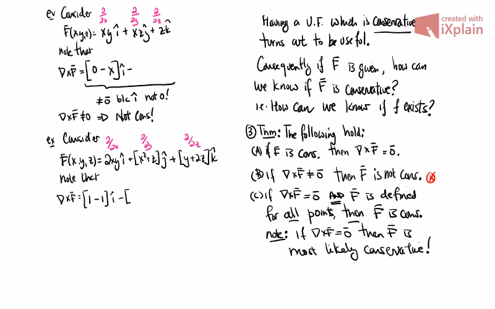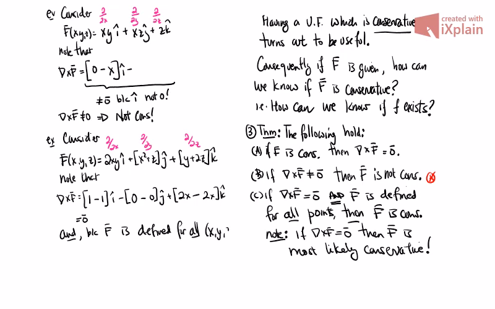Then we do partial x of y plus 2z, which is 0, minus partial z of 2xy, which is 0. So far so good. Then we do partial x of x squared plus z, which is 2x, minus partial y of 2xy, which is 2x. Okay, and so we notice this is 0, and because the original f is defined everywhere, every x, y, z, the original f is conservative.